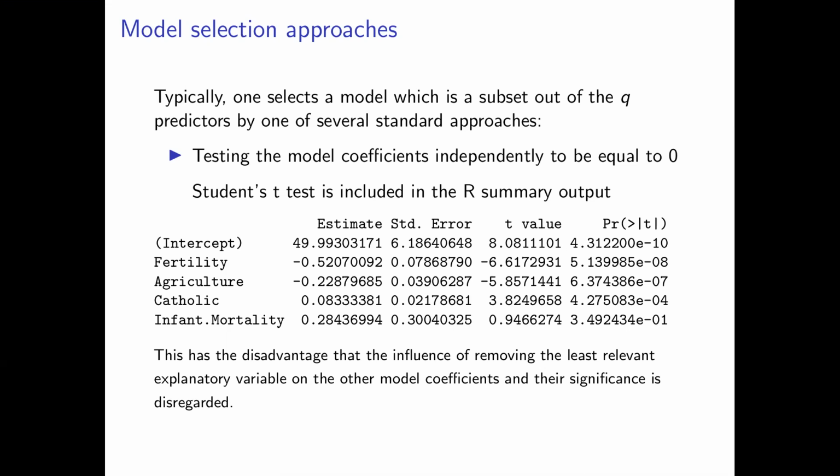The big disadvantage of this is that we do not consider how removing, for example, the last of these, infant mortality, which has a p-value of only 0.319, has any effect on the rest of the model, and whether other of these p-values might change if we remove one or several using separate t-tests for each model coefficient. So we disregard any relation between those.